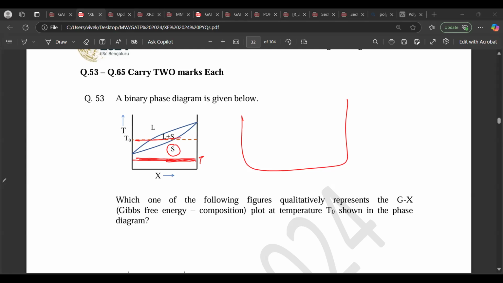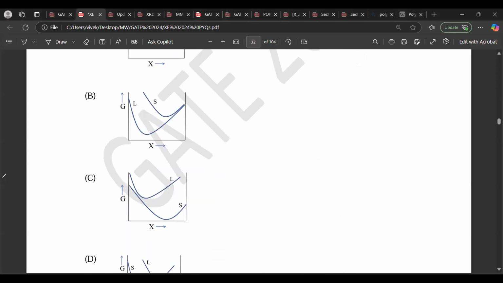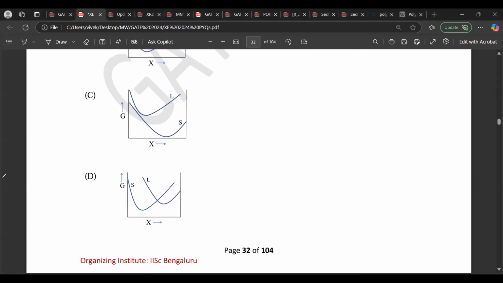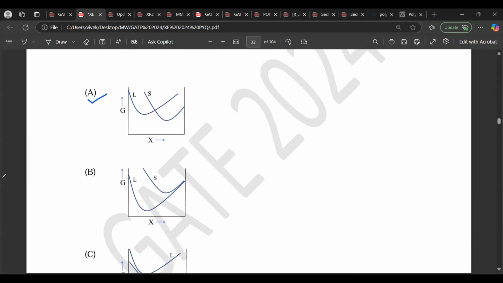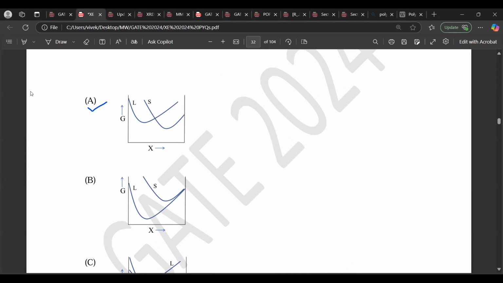Okay, so I hope you all understood how to find the G-X curve from the phase diagram, or from the G-X diagram how to find the phase diagram. So this is not true, and this is also not true. What does this signify? Which temperature does it signify? Can any one of you tell? It's saying across all the composition range, liquid is stable, not the solid, in the phase diagram.